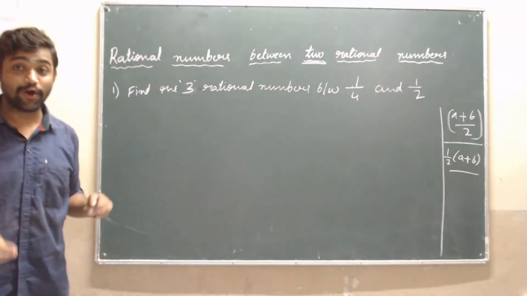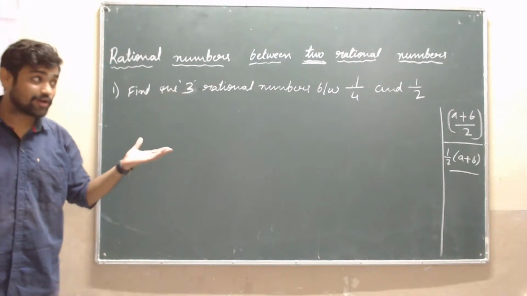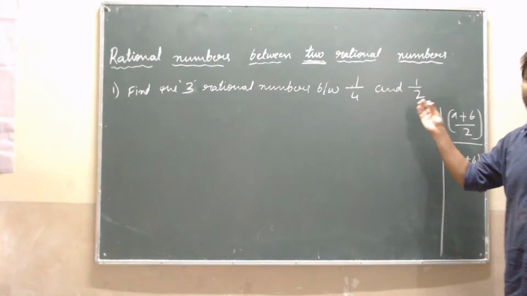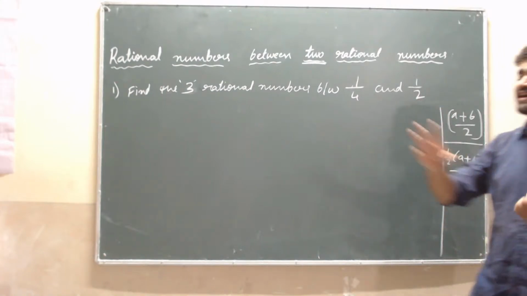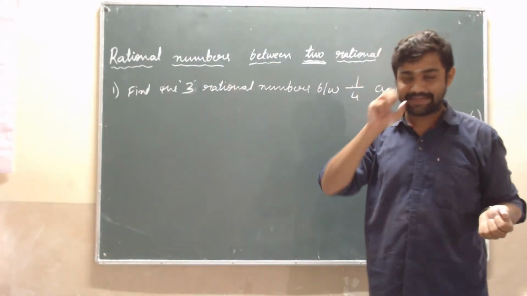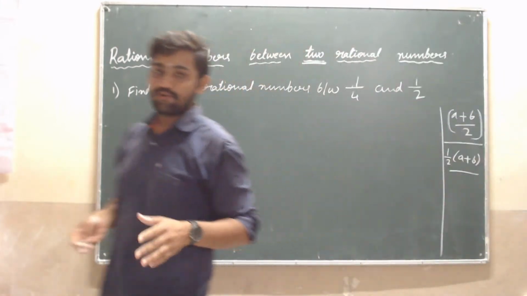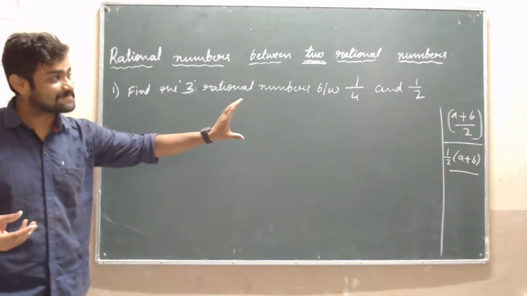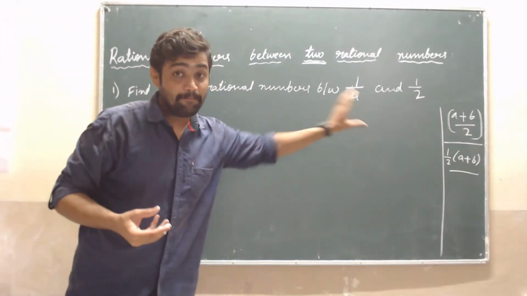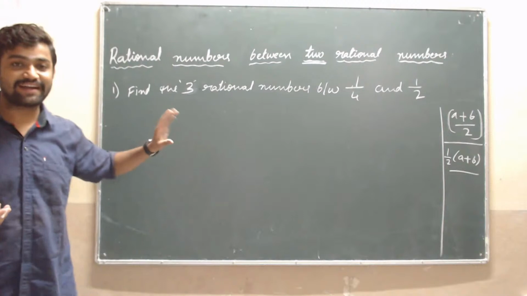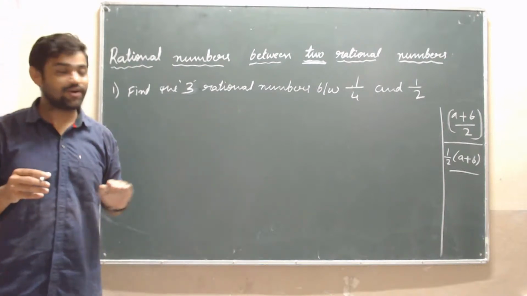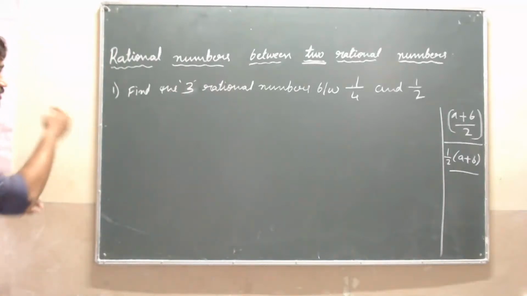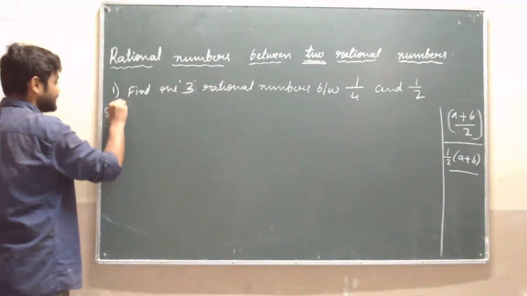We have to find how many? That is only 3. We know that we have infinite rational numbers between 1 by 4 and 1 by 2, but we have to find any 3. We know that the first method for solving is easy. But by taking a second method, that is by finding out the mean of these two numbers, we have to find the rational numbers between 1 by 4 as well as 1 by 2. How will we solve? This solution is here.